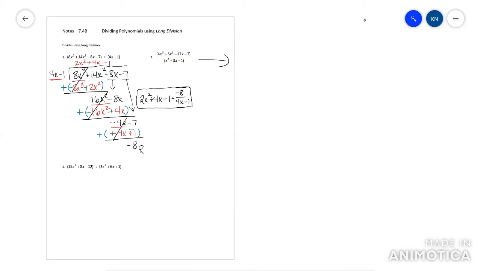Okay, this next one, I'm going to do it off to the side here because I don't have room. We've got 4x cubed plus 5x squared minus 17x minus 7. Again, I was looking for gaps in the exponents, but this one doesn't have any. And this is being divided by x squared plus 3x plus 1. Okay, just because there's 3 terms that I'm dividing by doesn't change anything.